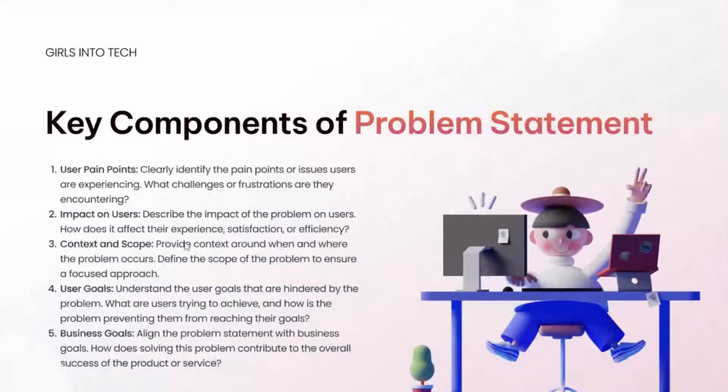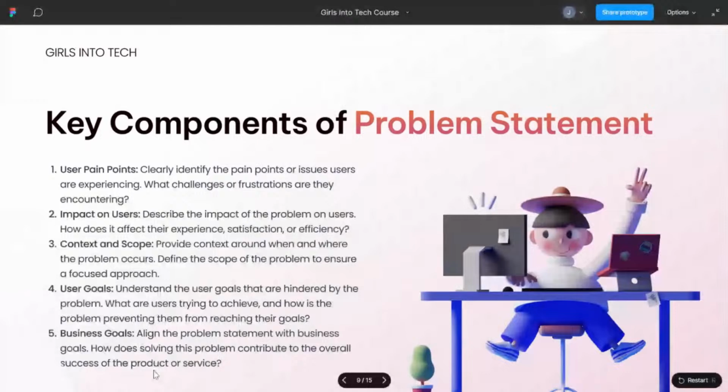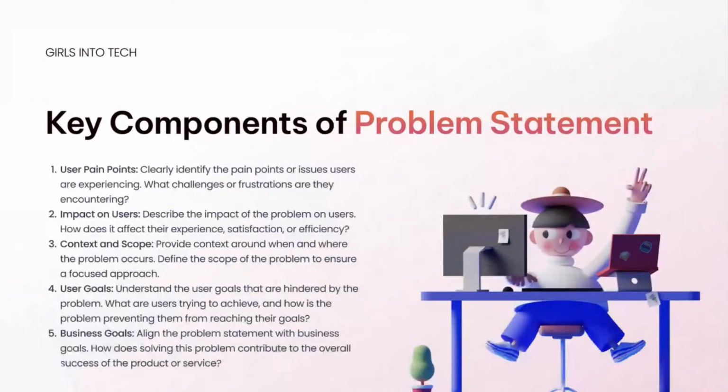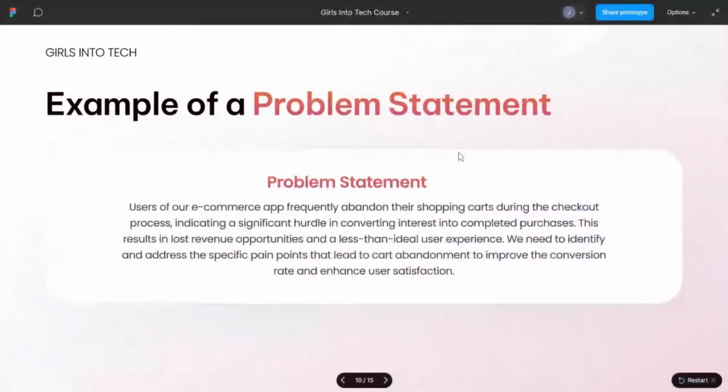Define the scope of the problem to ensure a focused approach. So you have your user goals, understand the user goals that are hindered by the problem. Those are the things you need to state in your problem statement. You also have the business goals, right? Align the problem statement with business goals. How does solving this problem contribute to the overall success of the product or service? So these are the key components of a problem statement. So if you are writing a problem statement, just ensure that you incorporate these five key points in your problem statement, right? Okay. So we have an example of a problem statement for our e-commerce shopping app, right?